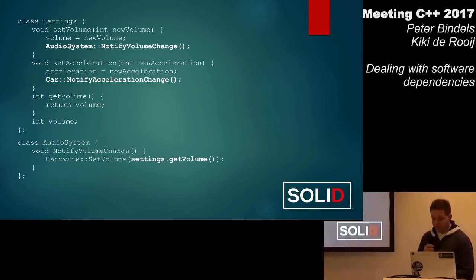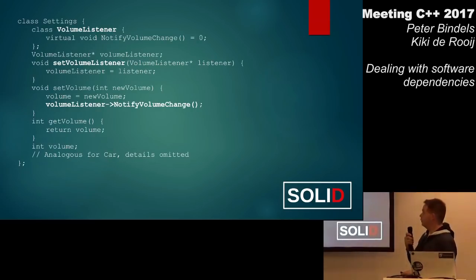So fixing this would, for example, be making it depend on an interface. So we have a volume listener, and it has the same kind of function that we had before, except this time we're not talking to the audio system directly, we're talking to a volume listener. We have a bit more code to set a volume listener, and we can set the volume and then it notifies the listener, whoever it may be. And the same thing happens with the car and the acceleration. I'm omitting the details because this is already quite a bit of code on one slide.